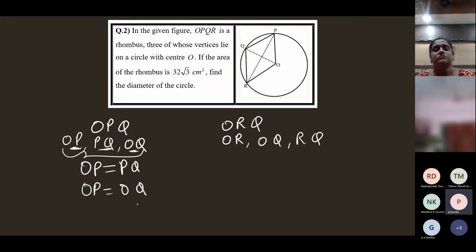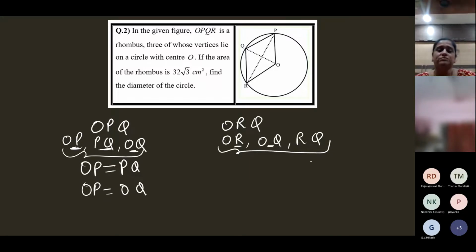Yes, ma'am. Now, why is OP equal to PQ? OP is equal to PQ because sides of the rhombus are equal. And OP is equal to OQ because radii. Now tell me in the same way, what is OR? Radius as well as radius. Radius as well as the side of the rhombus.